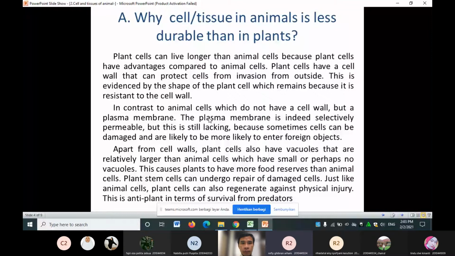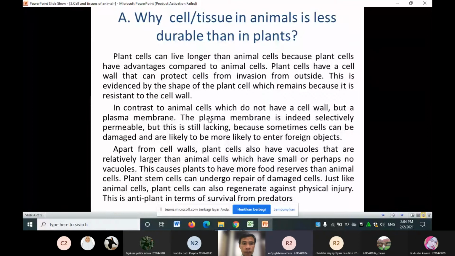Plant cell can live longer than animal cell because plant cell have advantages compared to animal cell. Plant cell have a cell wall that can protect the cell from invasion from outside. This is evidenced by the shape of the plant cell which remains because it is resistant due to the cell wall. In contrast to animal cell which do not have a cell wall but a plasma membrane. The plasma membrane is indeed selectively permeable, but this is still lacking because sometimes cells can be damaged and are more likely to let foreign objects enter.